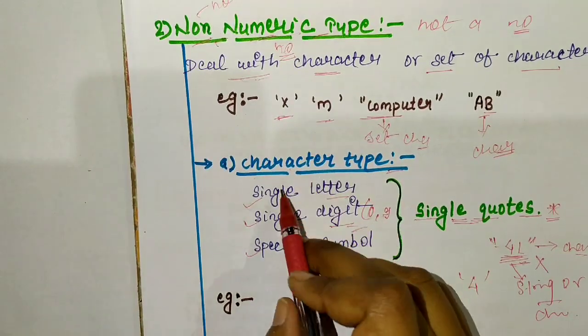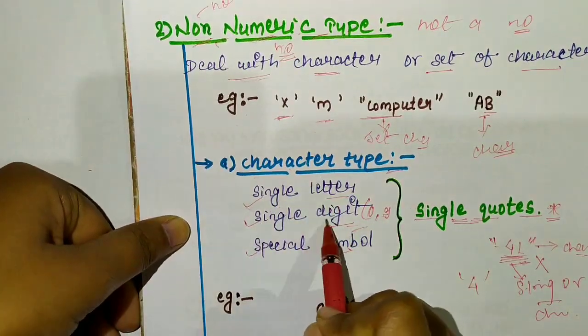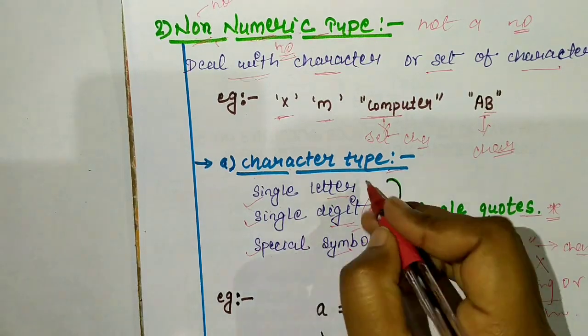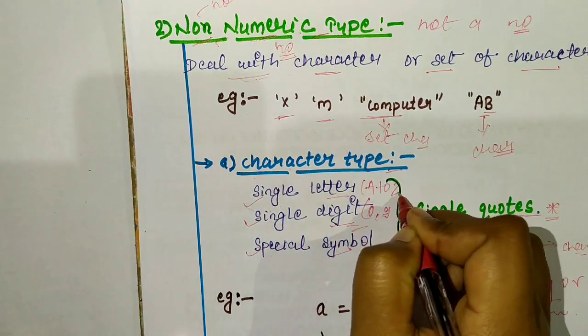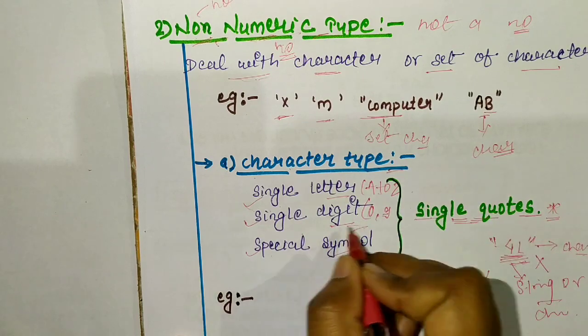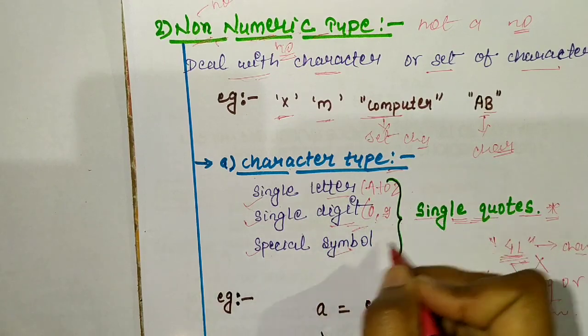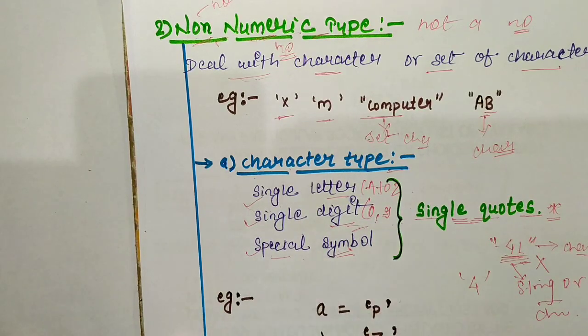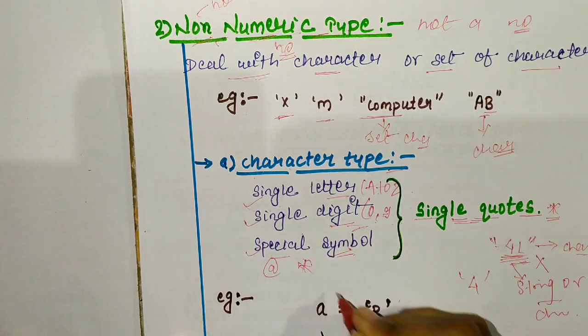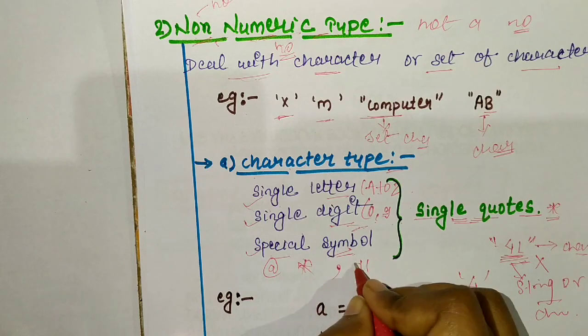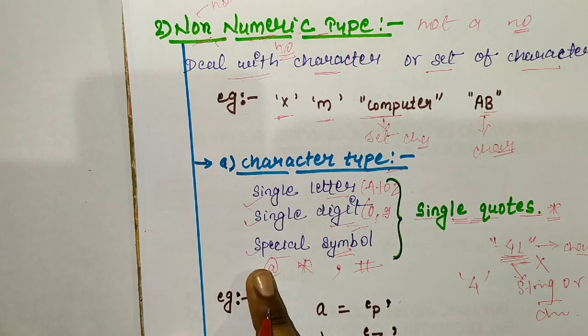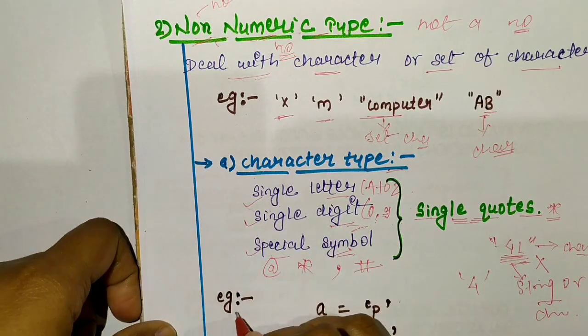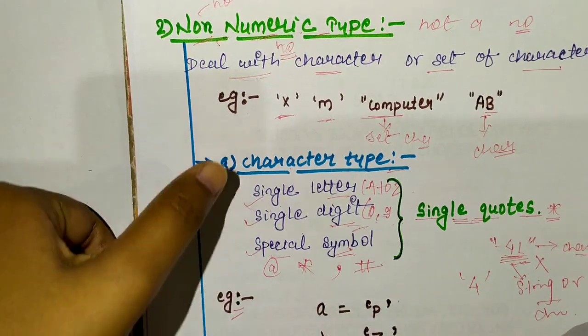So a character means a single letter, single digit or single symbol. A single letter means A to Z, capital or small. A single digit means 0 to 9, any number. A single symbol means any special symbol, for example @, star, comma, hash. These are examples of special symbols. Next, we discuss examples of character.